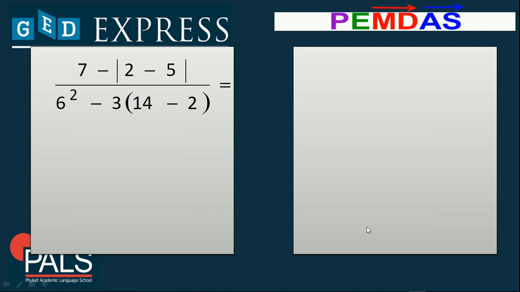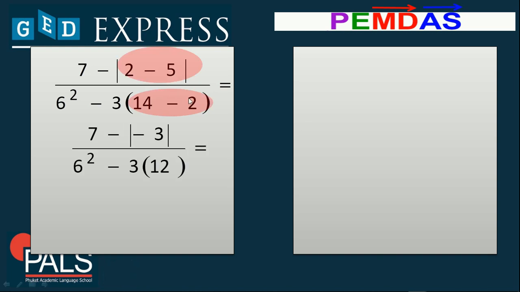Now in this case, we have an absolute value. An absolute value is a straight line over here and a straight line over there. So any number that is in an absolute value will become positive even if it's negative. In this case, we prioritize the one that is inside. So you will get 2 minus 5, that will give you negative 3, and 14 minus 12, that will give you 12. Now we copy the numbers that are inside.